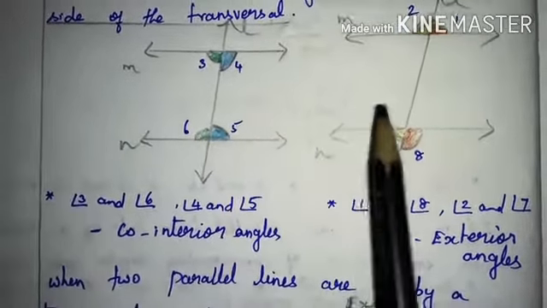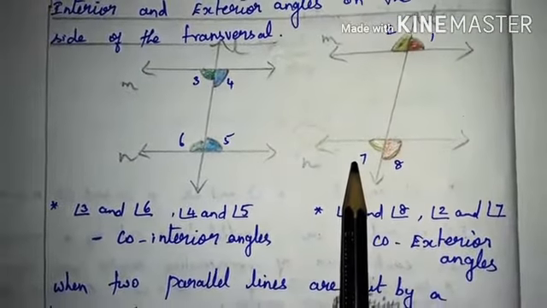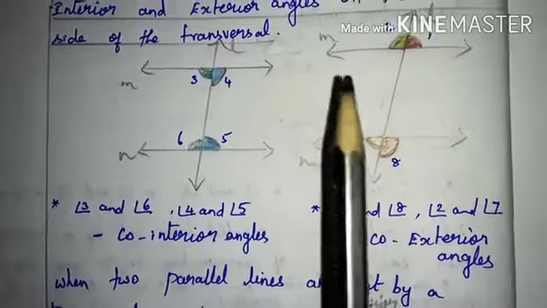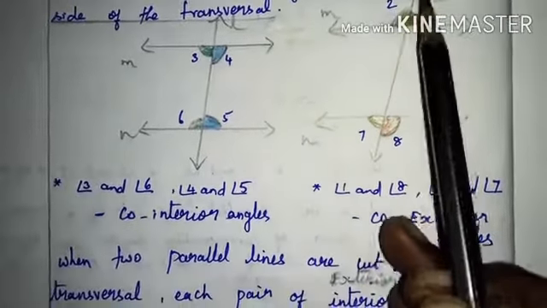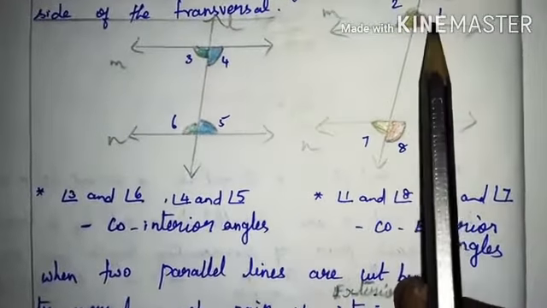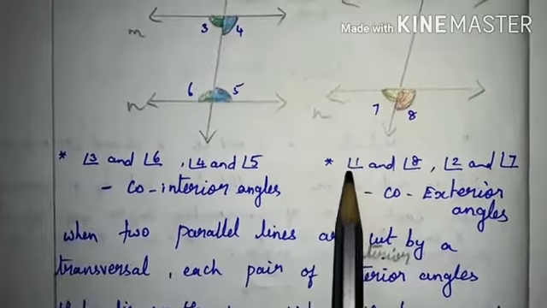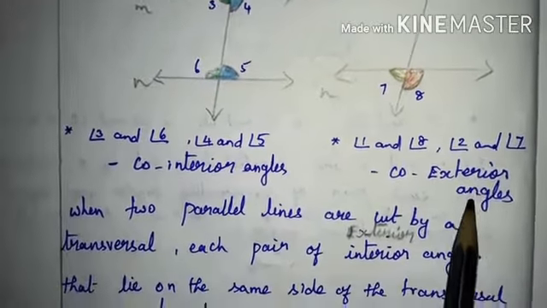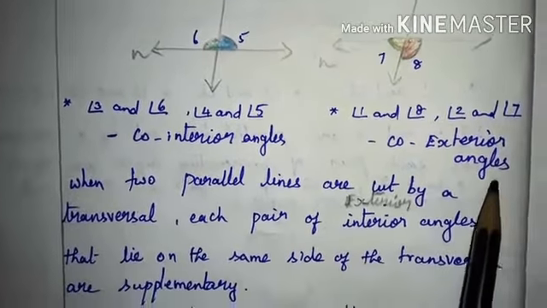In the same way, angle 1 and angle 8, angle 2 and angle 7 lie on the same side of the transversal, and they lie outside the lines M and N. Therefore, we call this pair of angles exterior angles. Then we call 1 and 8 co-exterior angles, 2 and 7 co-exterior angles.